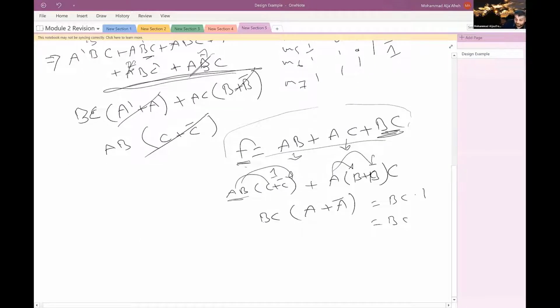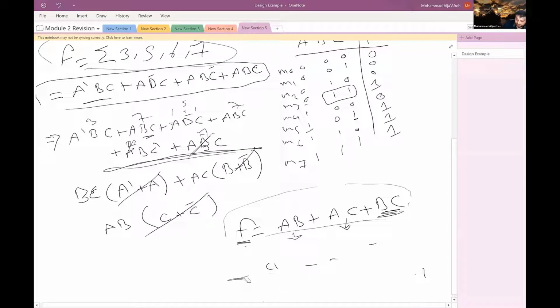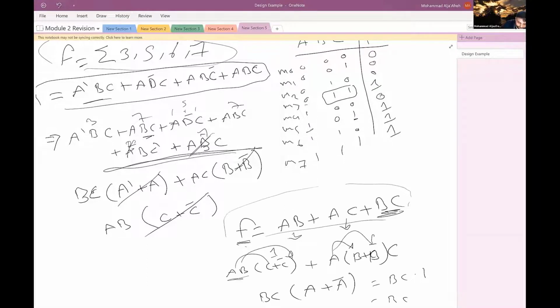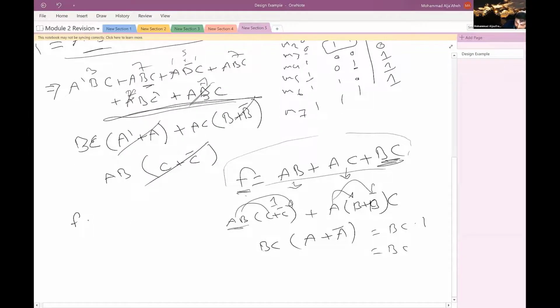Now, when it comes to the product of sum, guys, let me delete this, delete this, delete this. Okay, so function f here. Function f at the end, at the sum of product, was equal to AB plus AC plus BC.